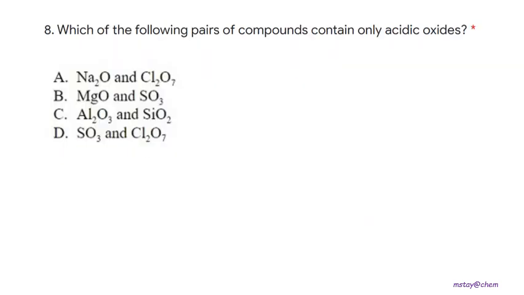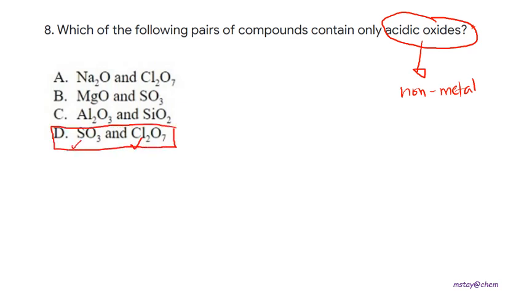Which of the following pair of compounds are only acidic oxides? Just now we already discussed, acidic oxides normally involve non-metals. When we look at here, sulfur and chlorine are non-metals. So the answer is D.